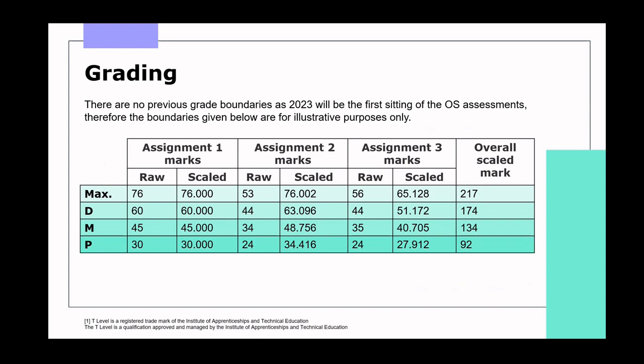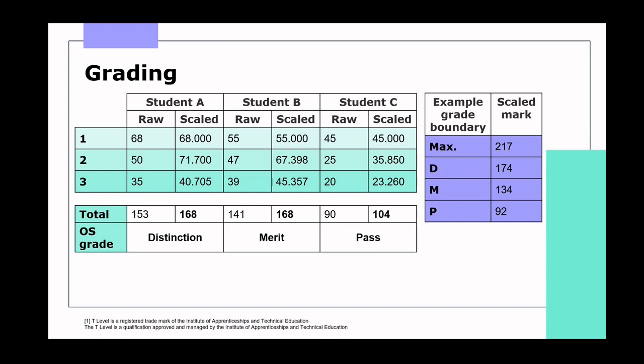And it's probably easier just to look at this with some students. So here we have grades and marks achieved by 3 students in the 3 assignments. And for every student, whatever their raw mark achieved is, that's multiplied by the scaling factor. And we keep it to 3 decimal places before adding all those scaled marks together and rounding to the nearest whole number to find out what their total scaled mark is. And it's this scaled mark that's compared to the grade boundaries. So not their raw mark, whatever their scaled mark is.